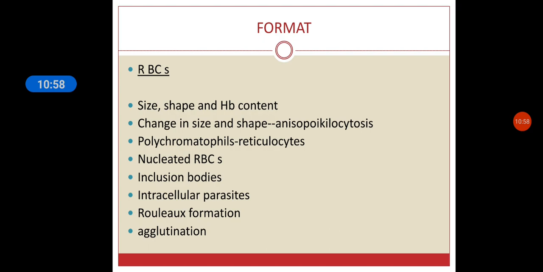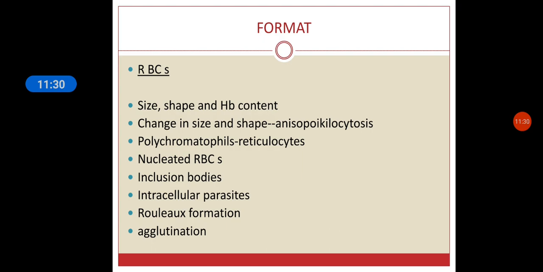First is your RBCs. So you always start off with the size. Is the RBC size normal? Is the shape normal? Is the hemoglobin content normal? When there is a change in the size and the shape, it is called anisopoikilocytosis. Okay. Then are you finding any premature cells, that is any immature cells like a reticulocyte count or a nucleated RBC, or any inclusion body within the RBC?